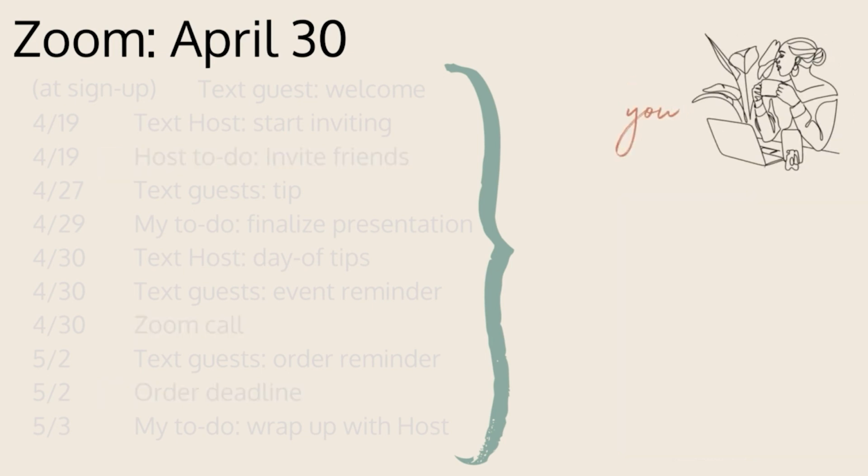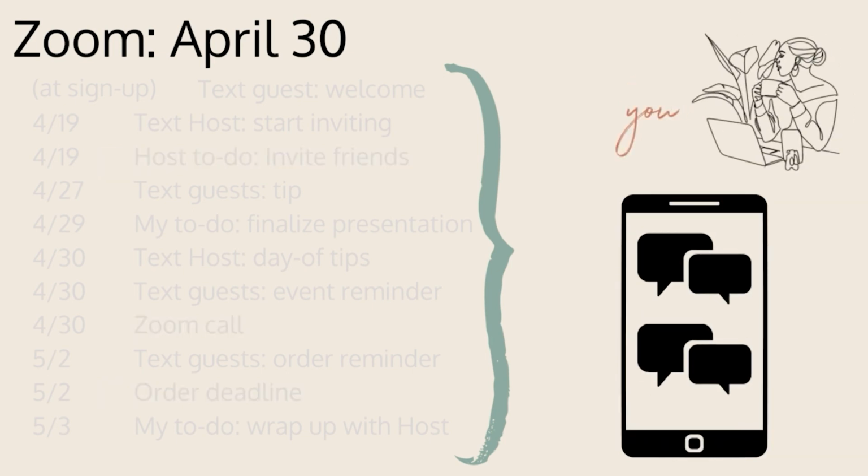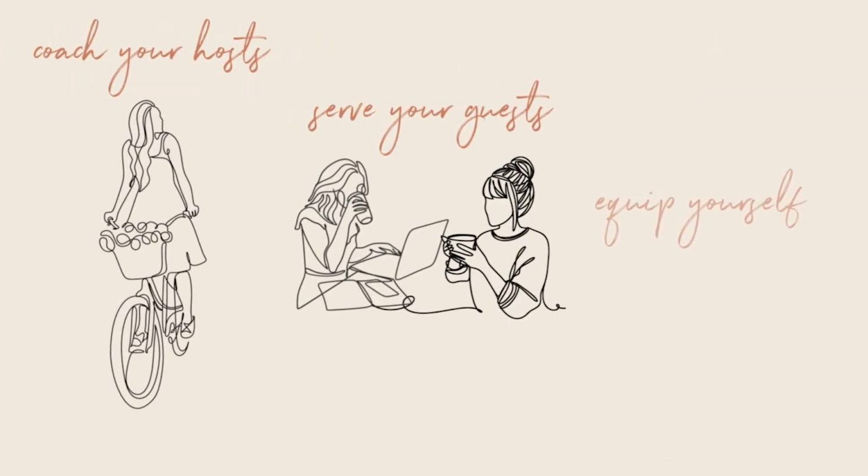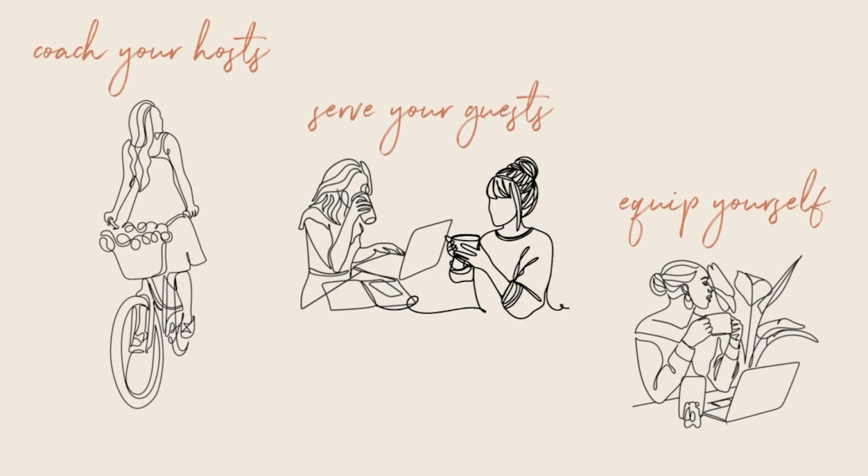All you have to do is engage organically via text and handle your manual to-dos, which appear on your centralized task list in Sparkhub. That list is where you can manage all of your tasks related to all of your events and your customer follow-ups. As you can see, we execute your plan for you so that everyone, your guests, your hosts, and you, get the exact support they need for a great event.